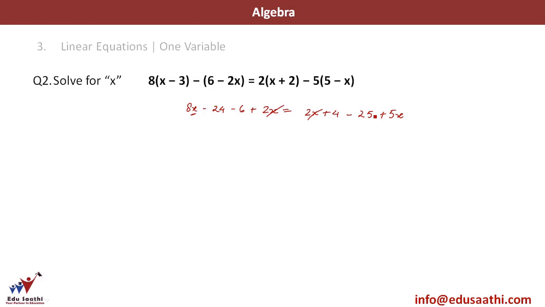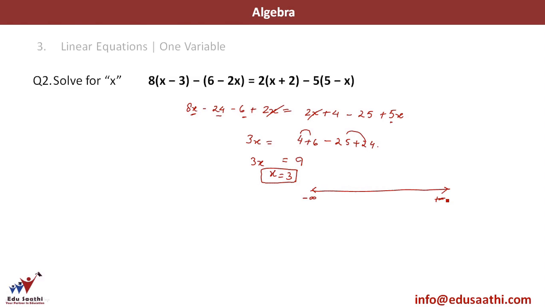So it will be 8x minus 5x, which will be 3x on this side, and on the other side this 24 and 6 will get added up. So this will be 4 plus 6 minus 25 plus 24. So you can just look at the values, 10, and this will give you minus 1, which will be 9, and 3x is equal to 9. The value of x that will come out would be 3. Again, on a number line extending from minus infinity to plus infinity with 0 in the middle, x equal to 3 would be represented by a point.